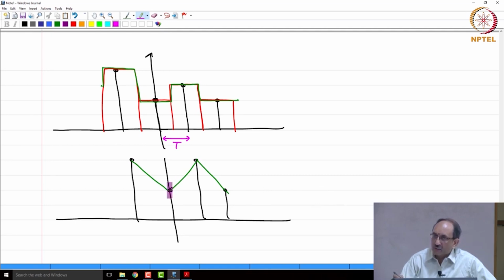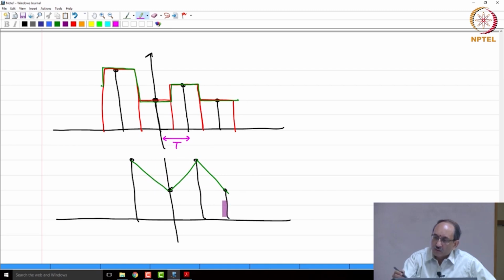This clearly has less high frequency component than in the previous case because this has first derivative discontinuous. Therefore, this spectrum falls off as 1 over mod omega to the power 1, whereas this, where the second derivative is discontinuous, falls off as 1 over mod omega power 2. So, this falls off much more rapidly and hence it requires a less stringent low pass filter to eliminate the high frequency components.